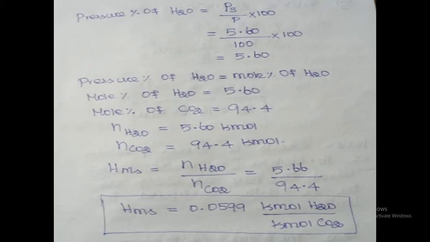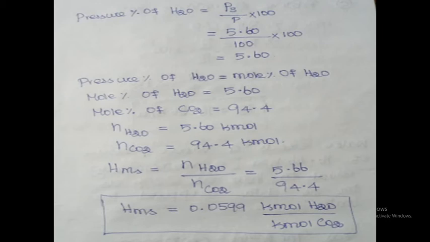Why, madam, are you not taking the PA value? Why are you taking the PS value? Because this is the saturation absolute molar humidity. So that's why we will consider the vapor pressure. So PS divided by P into 100. PS is known, P is known. Substitute here and find the answer: percentage of H2O in terms of pressure is 5.60.